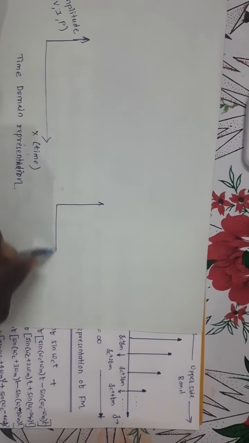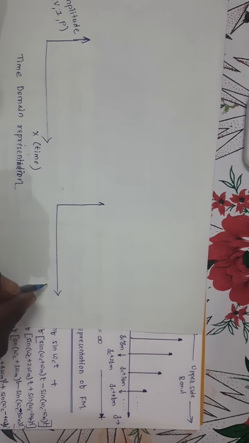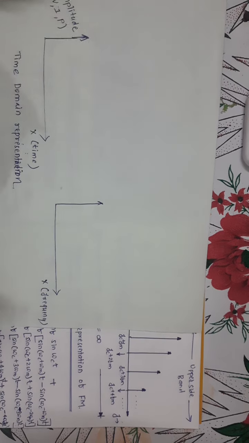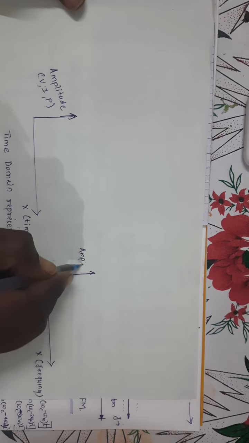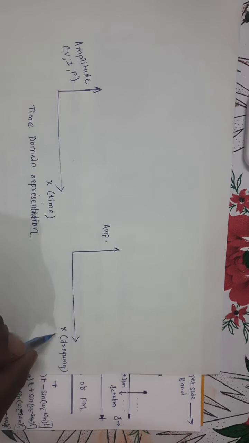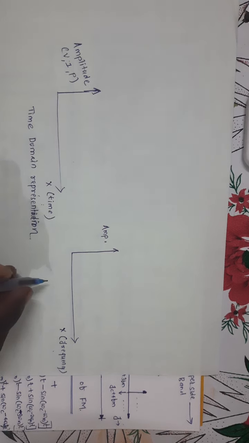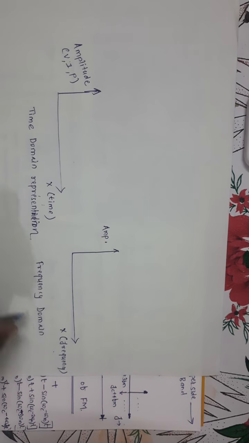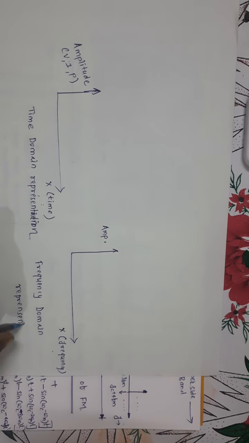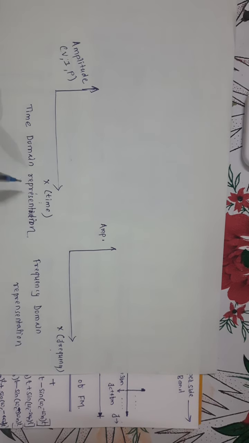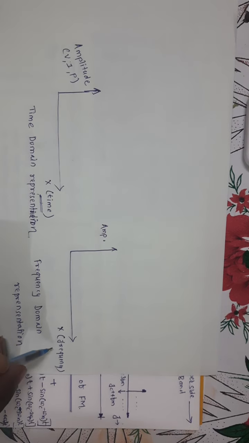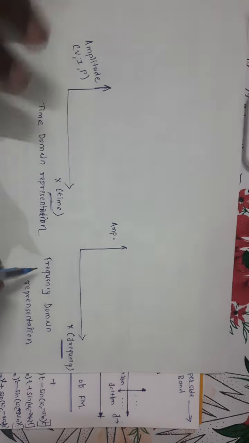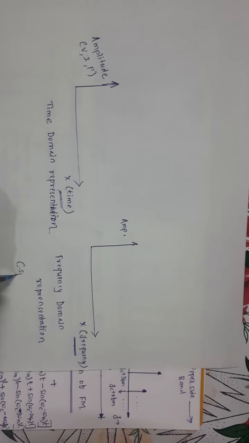Always keep in mind, when we say frequency domain representation, on the x-axis the term is always frequency, and on the y-axis there is amplitude. So when on the x-axis there is frequency, such a representation is known as frequency domain representation of a signal, right? So in time domain representation, on the x-axis there is time, and in frequency domain representation, on the x-axis there is frequency. Now frequency domain representation is also known as spectrum.